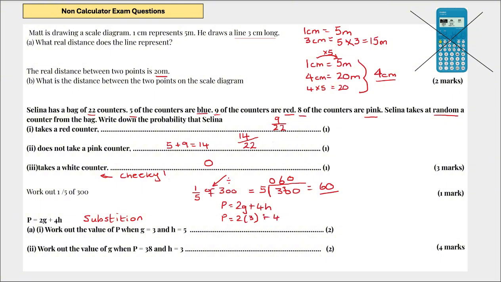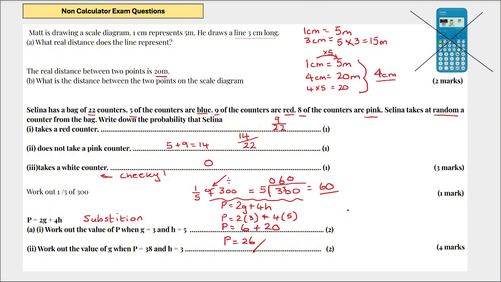Plus 4 times, what's H? 5. So all you've done, if you substituted or you plugged in the numbers where they need to be. G is 3, there's your 3, you're timesing it. So let's solve it. P equals 2 times 3 is 6, plus 4 times 5 is 20, which gives you P equals 26. And that's your answer. And it's 2 marks because, as you can see, there is quite a lot of working out here. You have to show your working out as you go.